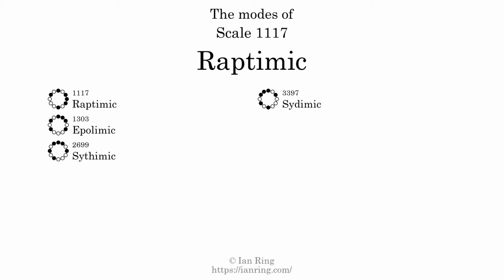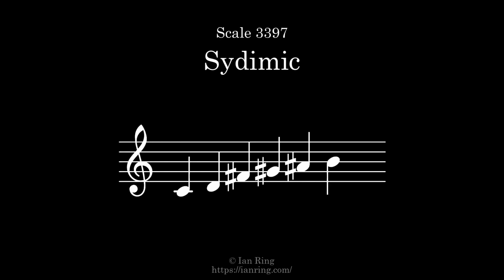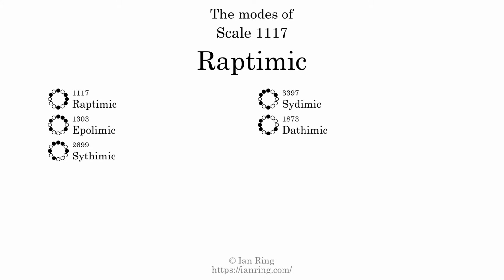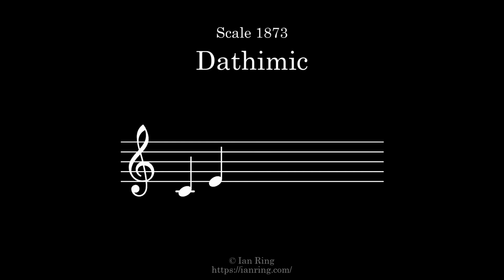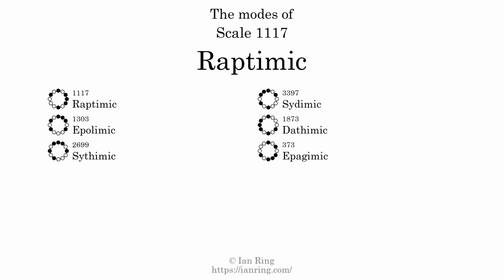The fourth mode is scale 3397, also known as synthymic. It sounds like this. The fifth mode is scale 1873, also known as dithymic. It sounds like this. The sixth and last mode is scale 373, also known as epigimic. It sounds like this.